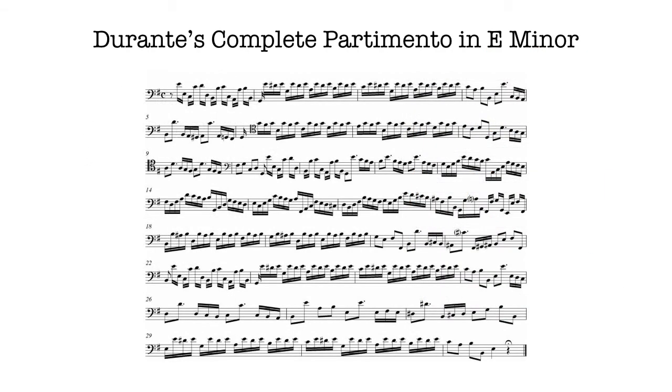Here is Durante's complete partimento in E minor. It's long. It's a challenging exercise for a student. At the beginning, we see the bass for which Durante provided the 3 styles. We can use his style A in this spot. Later, the same pattern returns, but in B minor, and we can use style B for that. Again, in B minor, here we have style C.